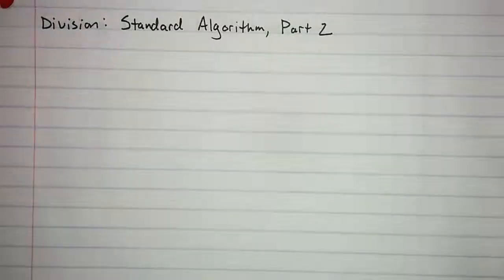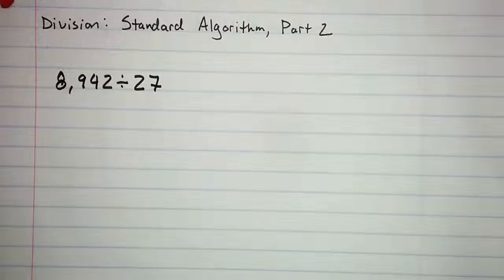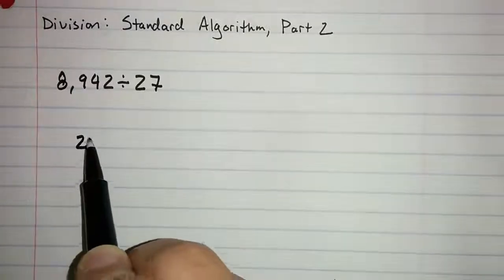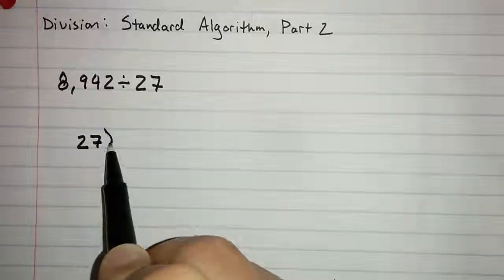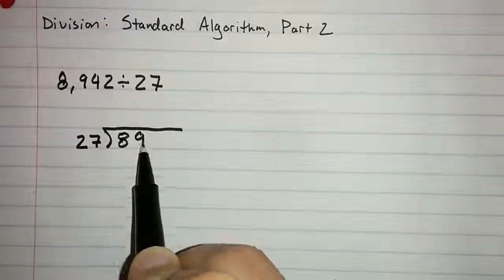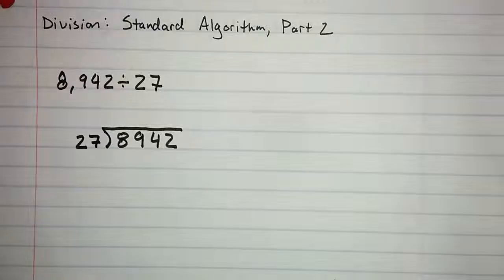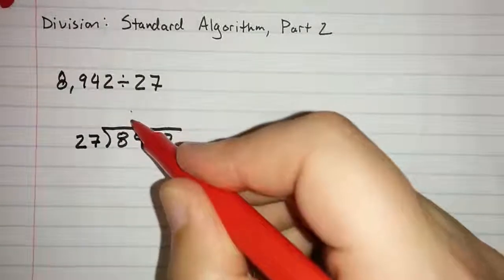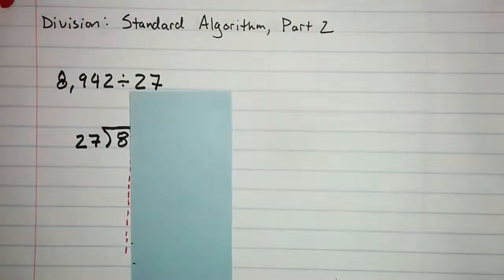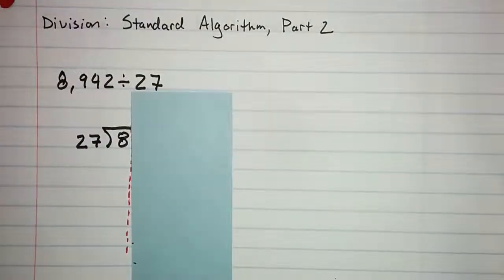Suppose we wanted to divide 8,942 by 27. What would we do? So we have 27 into 8,942. And again, it's going to be important that I keep track of my place values, so I'm going to write in some columns. So I look at the first digit.